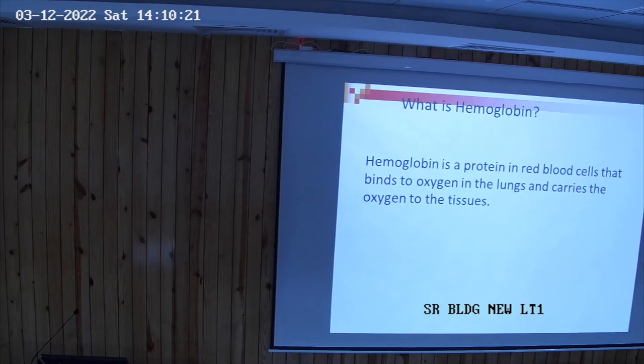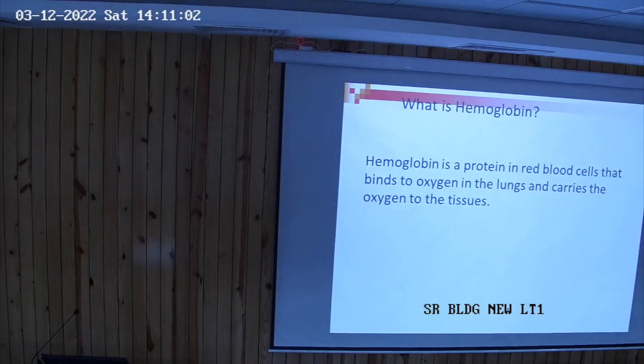When we are talking of the formation of RBC, it is erythropoiesis. It has a number of stages, and one of the stages in which hemoglobin formation starts appearing is the intermediate normoblast. So what is hemoglobin? It is a conjugated protein present in the red blood cells that binds oxygen, gives the oxygen to the tissues, and carries carbon dioxide back to the lungs. This is a simple way to explain what hemoglobin is.